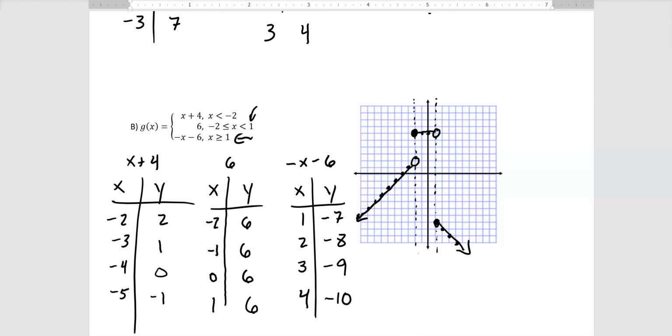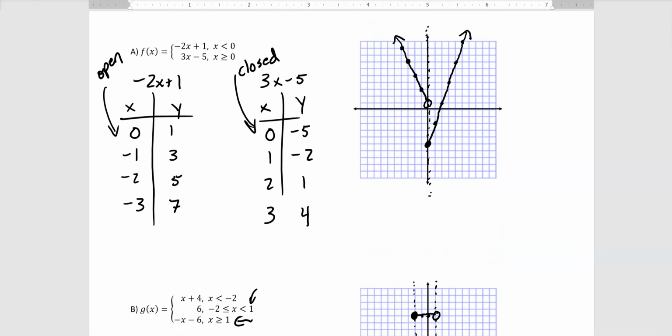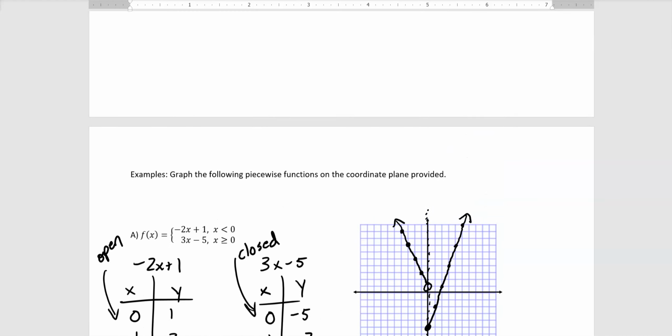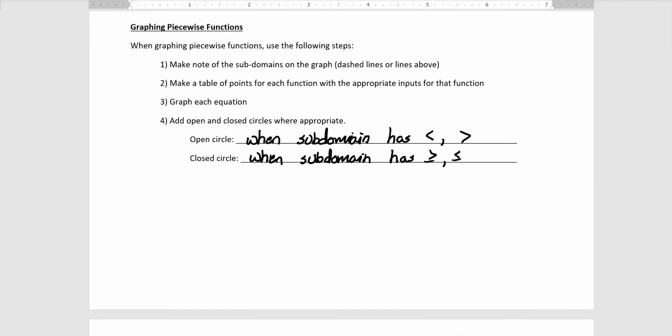Hopefully you're feeling good about these. If you want a little more exposure to this idea, go ahead and check out the sample problems video. Otherwise, go ahead and get started on those practice problems.